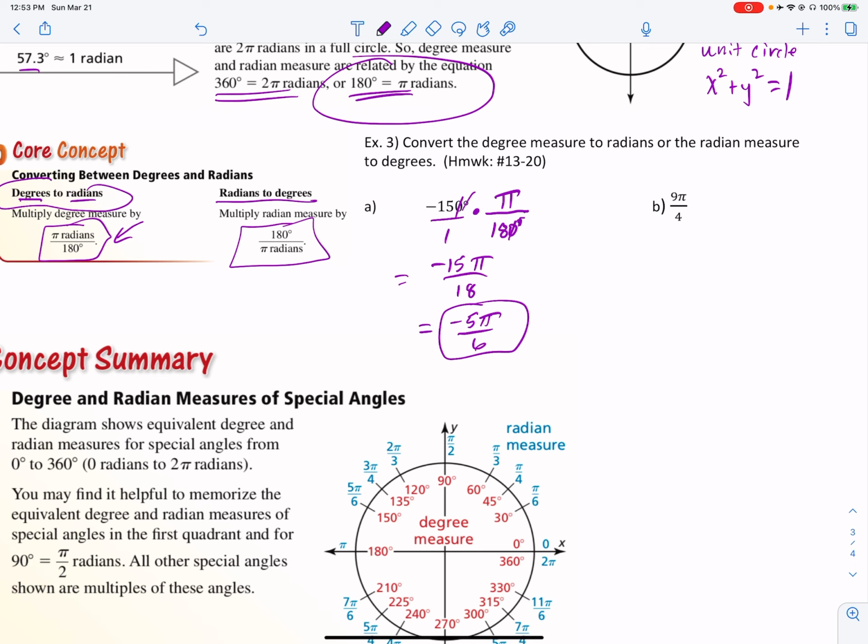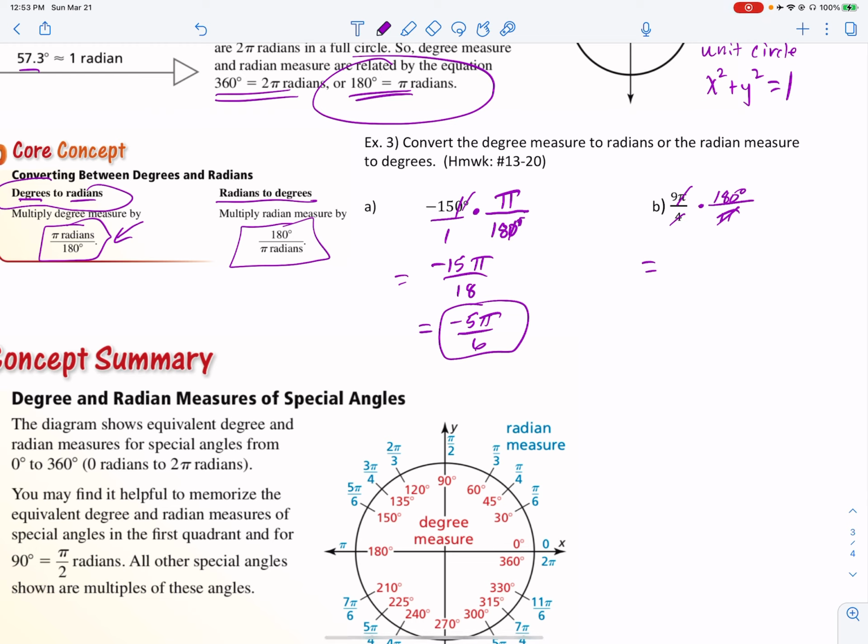In part B, this is radians. There's no degree on it. I want the pi to be gone, so I'm going to put the degrees in the numerator and the pi in the denominator, although they don't always have a pi in the symbol, so you just need to remember, radians to degrees, you multiply by 180 degrees over pi. In this one, it works out nice because the pi's can cancel.